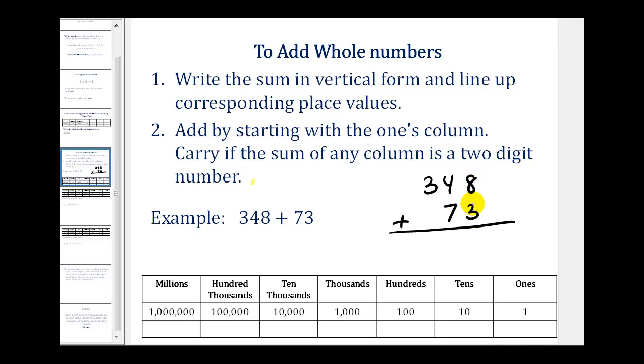8 plus 3 would be 11. 11 would be a 1 in the tens column and a 1 in the ones column. So we write down the 1 in the ones column and carry the 1 over to the tens column. Now when we add the digits in the tens column, we have to add 1 plus 4 plus 7. Well, that would be 12. So we write down the 2 in the tens column, and we carry the 1 over to the hundreds column. So for the hundreds column, we have 1 plus 3, which would be 4. Our sum is 421.